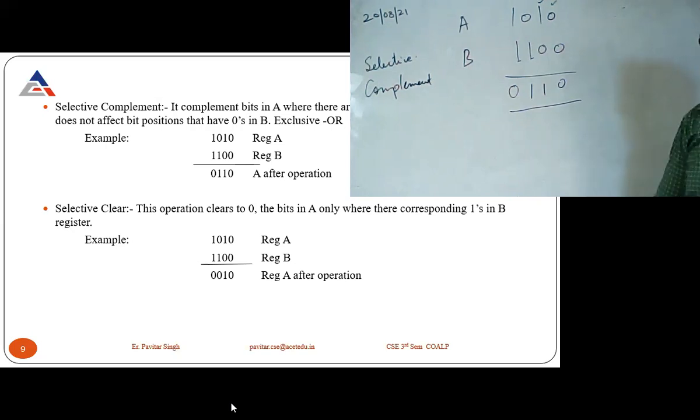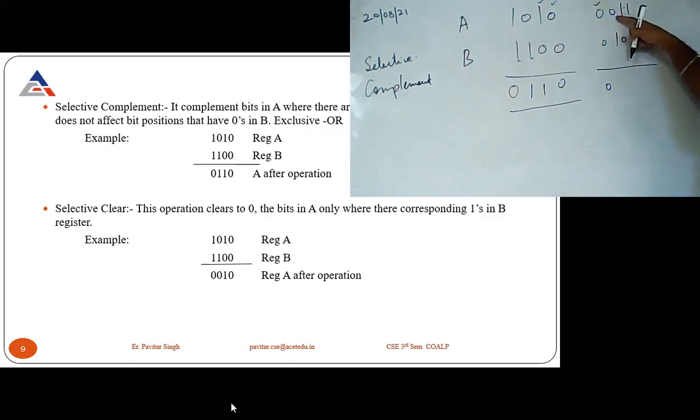One more example is 0 0 1 1 and 0 1 0 1, right? So here for 0 0 it will remain the same bit. For 1 you will have to complement the bit in A, so it will be 1. Again for 0 the bit value will remain the same, that is 1. And again for this one it will be 0, complement, so your answer will be 0 1 1 0, right?